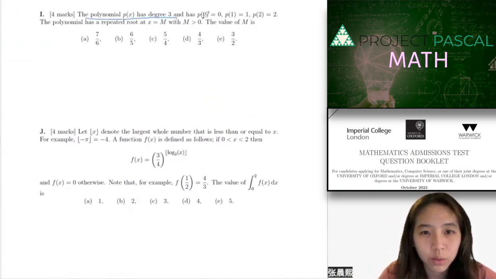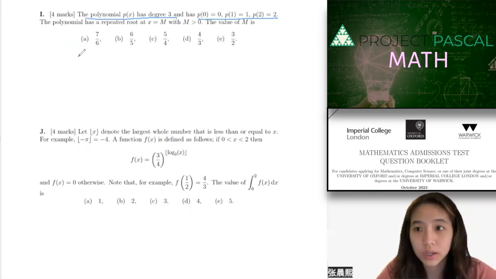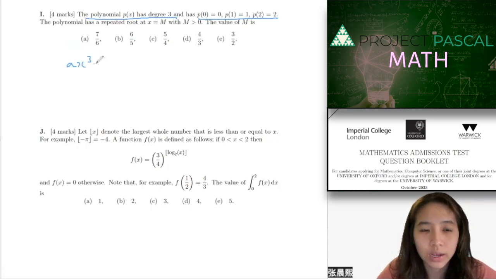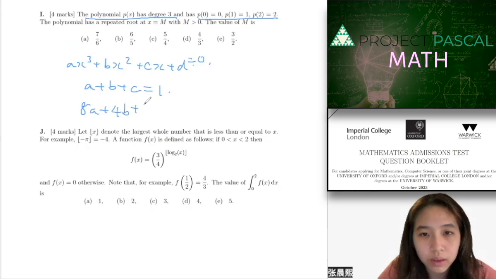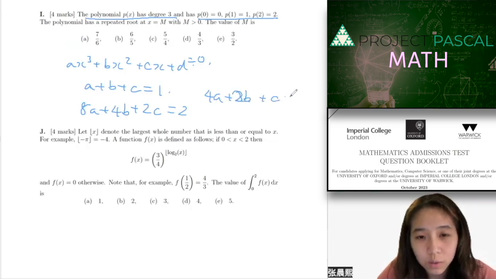Polynomial has degree 3, p0 equals 0. And well, for this case, you basically just assume it's equal to ax^3 plus bx^2 plus cx plus d. So d is equal to 0. Then you have a plus b plus c equals 1, 8a plus 4b plus 2c equals 2, 4a plus 3b plus 2b plus c equals 1. So 3a plus b equals 0.